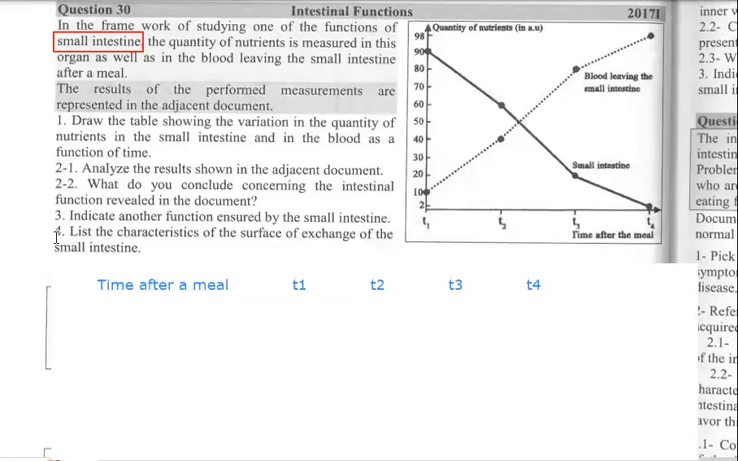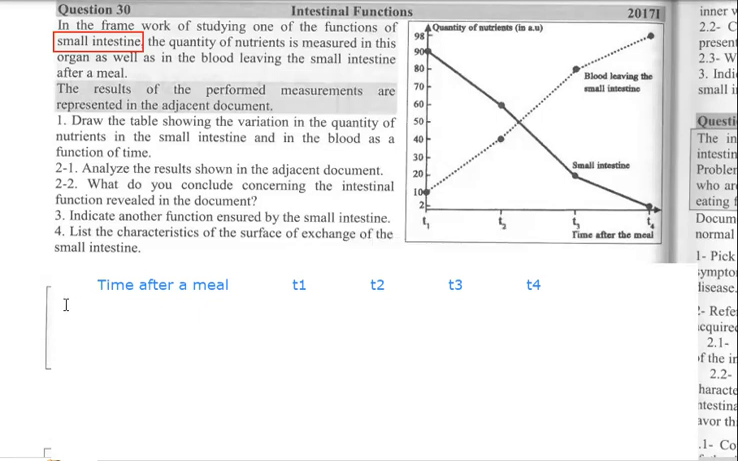In the second rows, since we have two other dependent variables, which are the quantity of nutrients in the small intestine and the quantity of nutrients in the blood leaving the small intestine, we will add 2 more rows. The first one shows the quantity of nutrients in the small intestine, and the second one will show the quantity of nutrients in the blood leaving the small intestine.